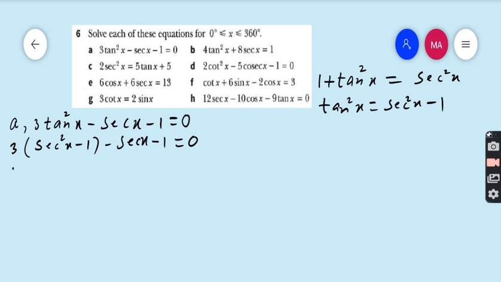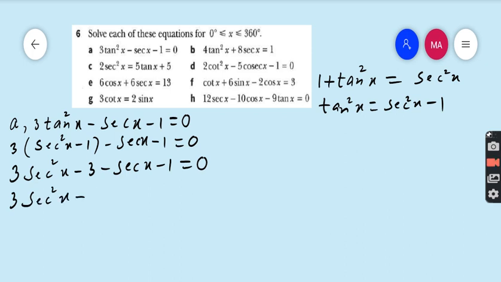3 into sec square x is 3 sec square x. 3 ones are 3, minus sec x minus 1 is equals to 0. So 3 sec square x minus sec x minus 3 minus 1, which is minus 4, is equals to 0. This is a quadratic equation. This can easily be factorized because it has only one trigonometric function. So this is the main theme of question number 6.